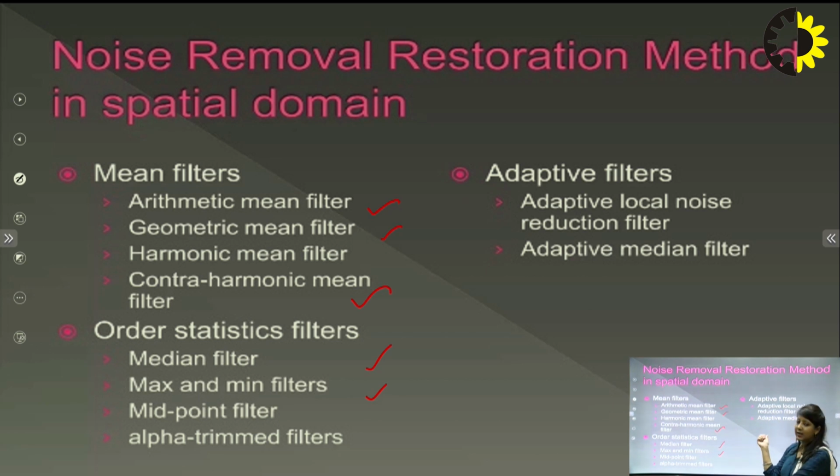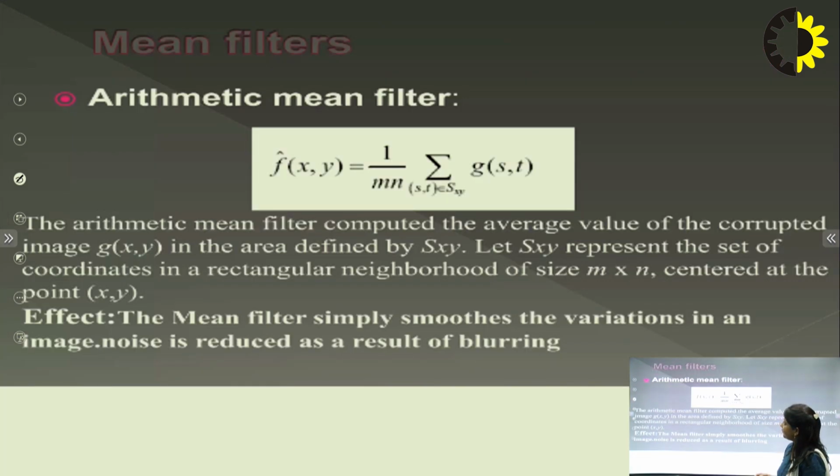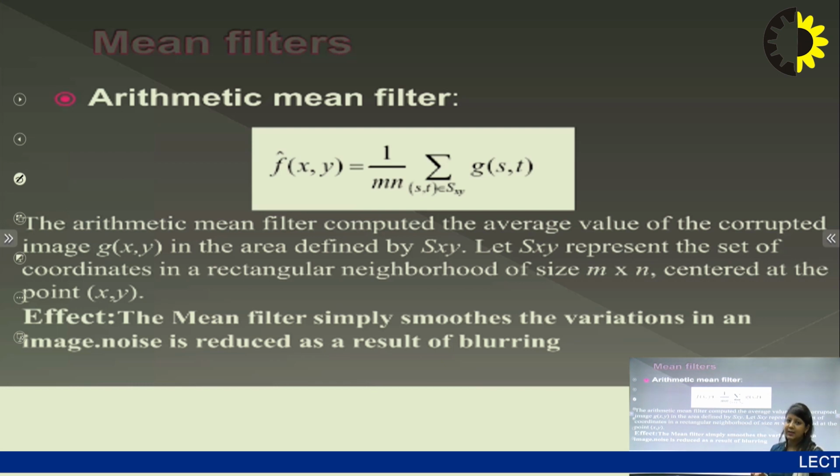And the last is the adaptive filter. In the adaptive filter, we have the adaptive local noise reduction filter and the adaptive median filter. So there are three categories of filters, and these filters are applied to remove noise in the spatial domain. First is the arithmetic mean filter. As the name suggests, it is an averaging filter.